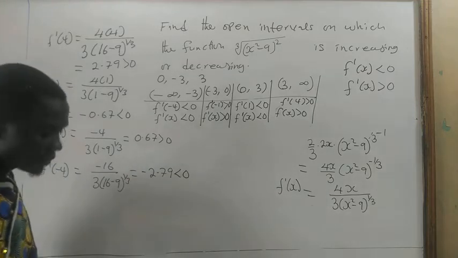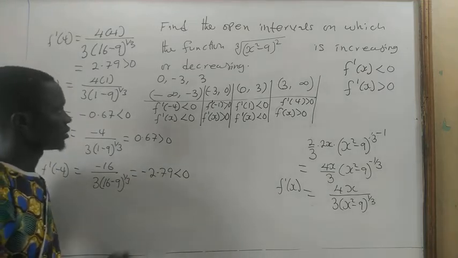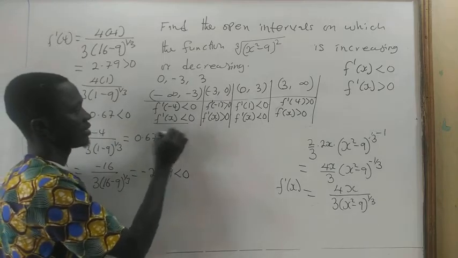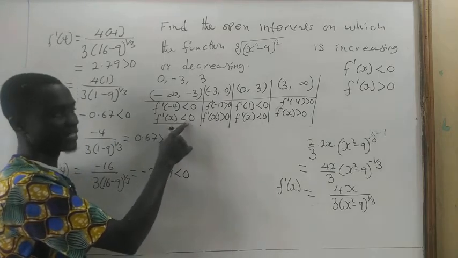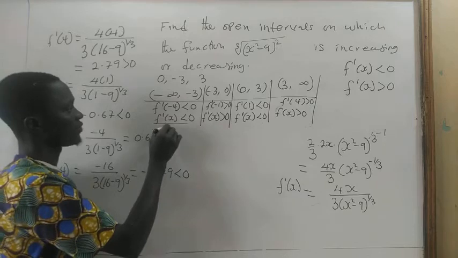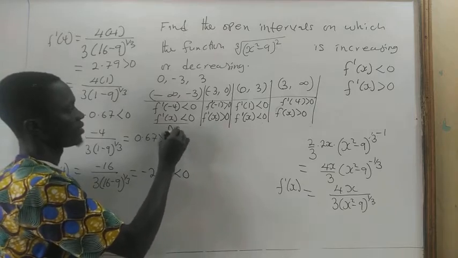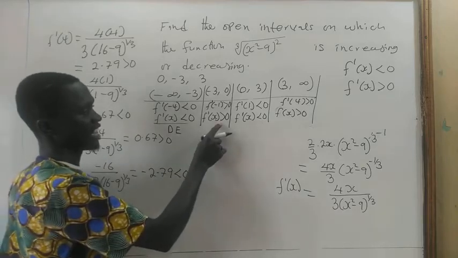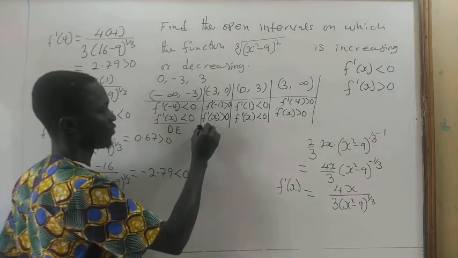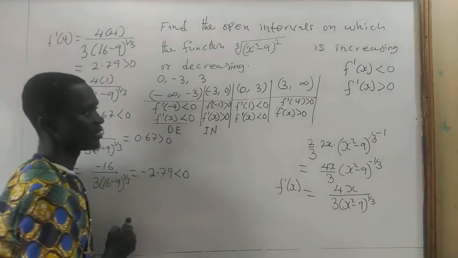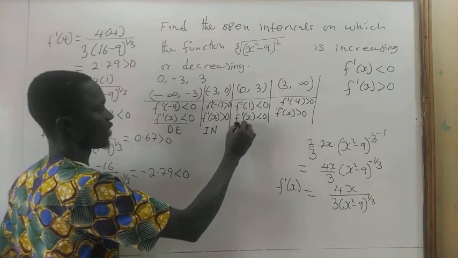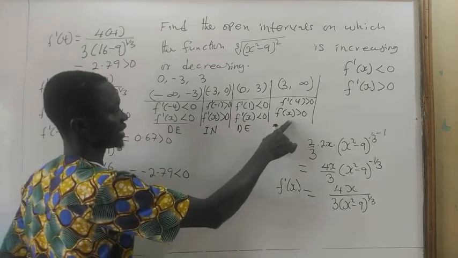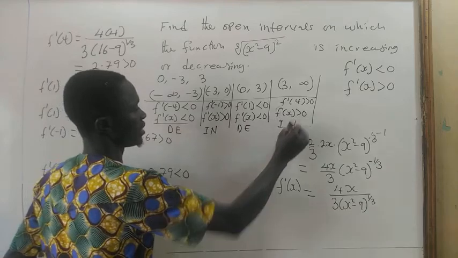Now, we are going to draw conclusion. On this interval, since f prime of x is less than 0, we have f of x decreasing. And here, since f prime of x is greater than 0, we have f of x increasing. Less than 0, we have f of x decreasing. Greater than 0, we have f of x increasing.